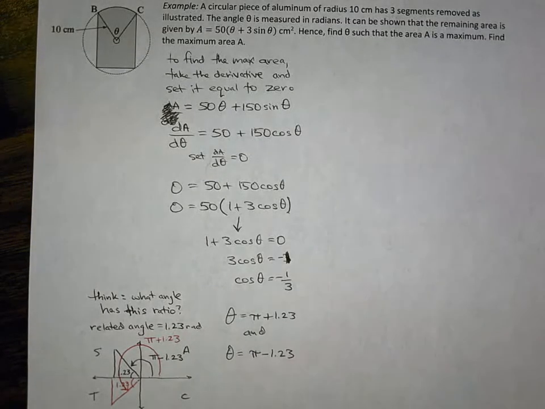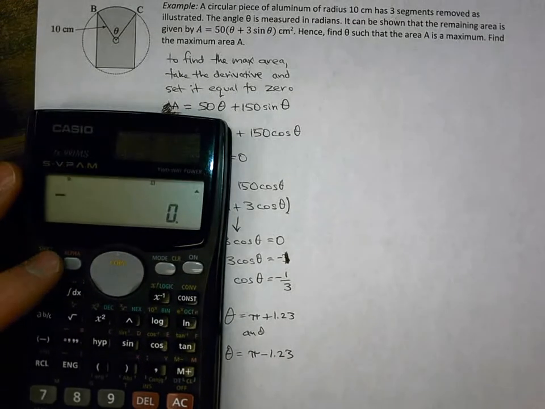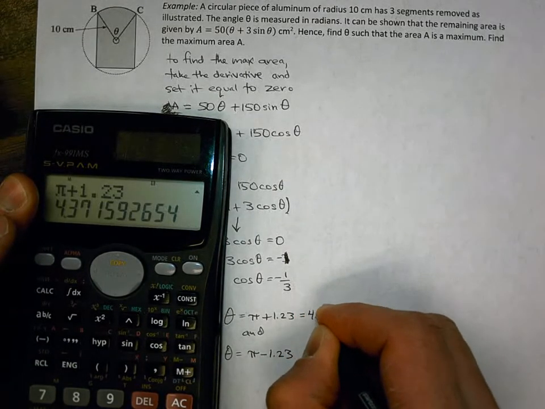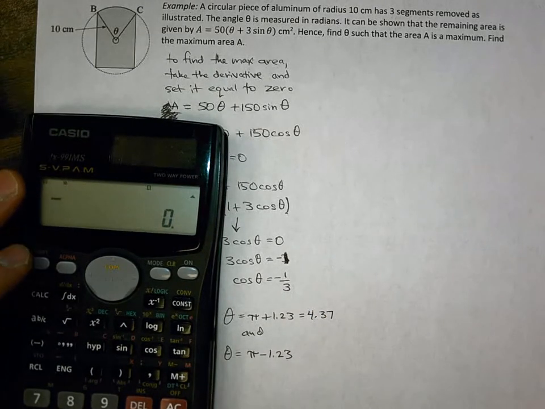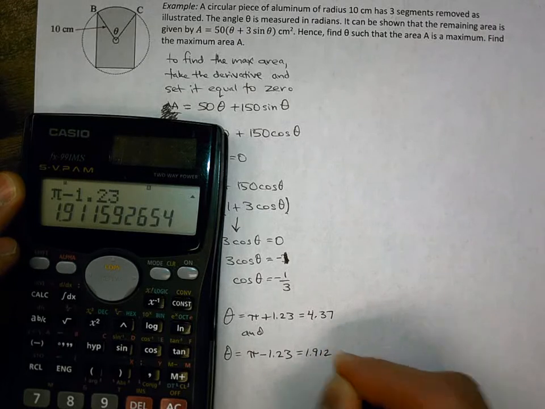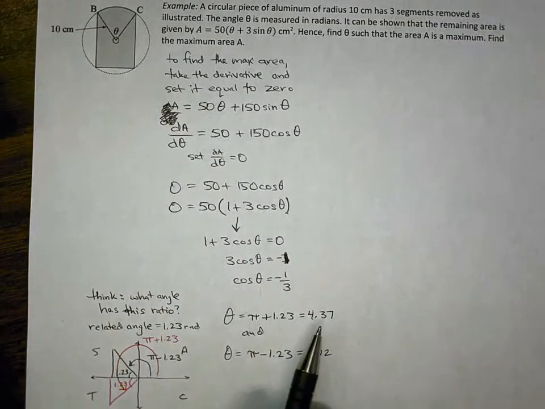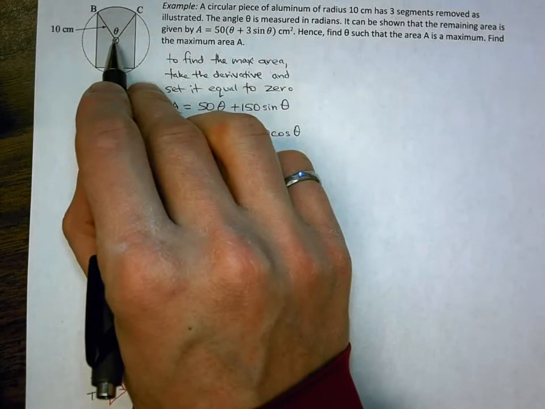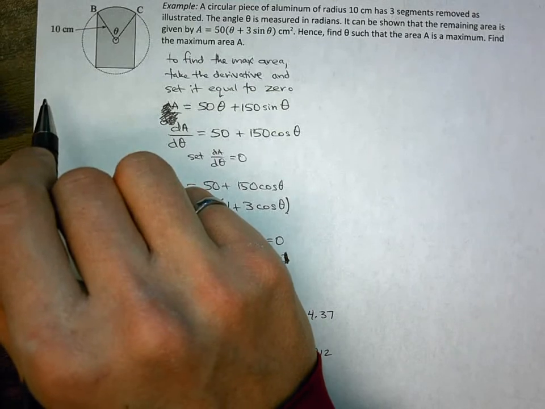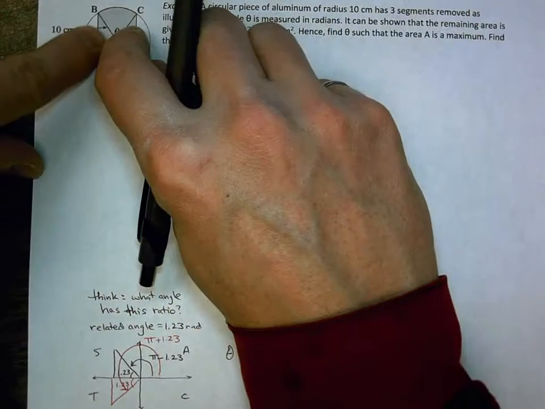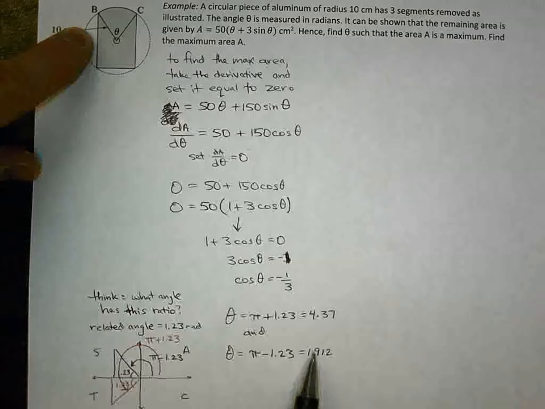Let me just double check and make sure this makes sense. So it's shift pi plus 1.23. That gives me 4.37, and I have shift pi minus 1.23, which gives me 1.912, or whatever. Okay, now let's go back to the problem. There's no restriction stated on it. I guess the angle of this sector could be a lot bigger, up to an angle of 4.37.